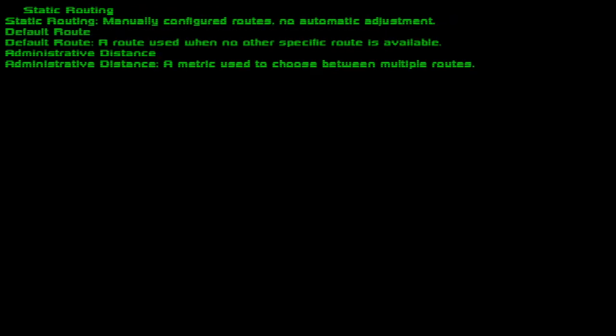Static routing. Manually configured routes. No automatic adjustment. Default route: a route used when no other specific route is available. Administrative distance: a metric used to choose between multiple routes.